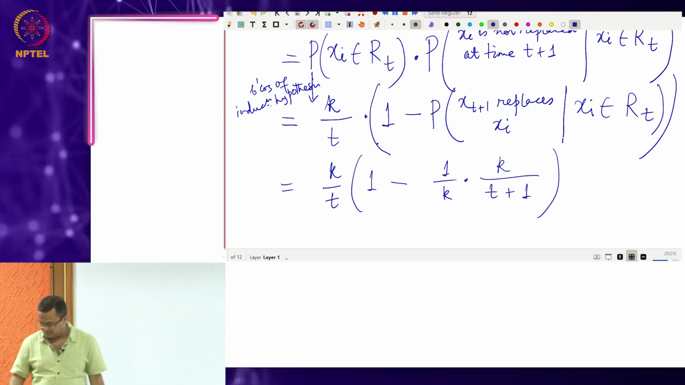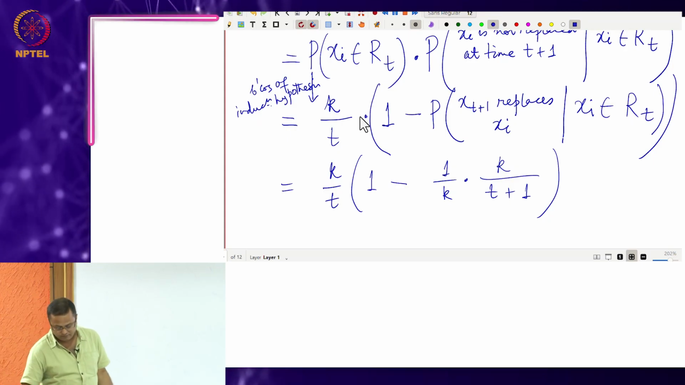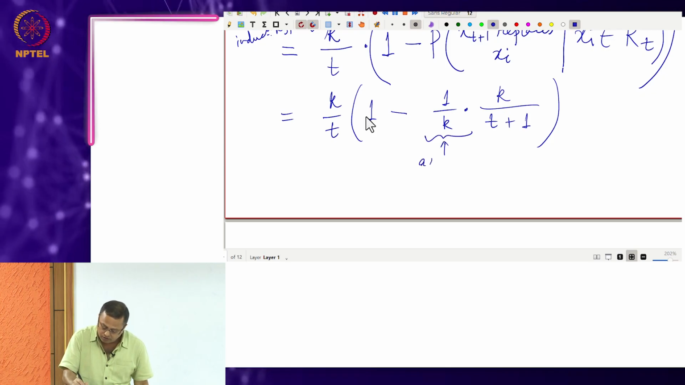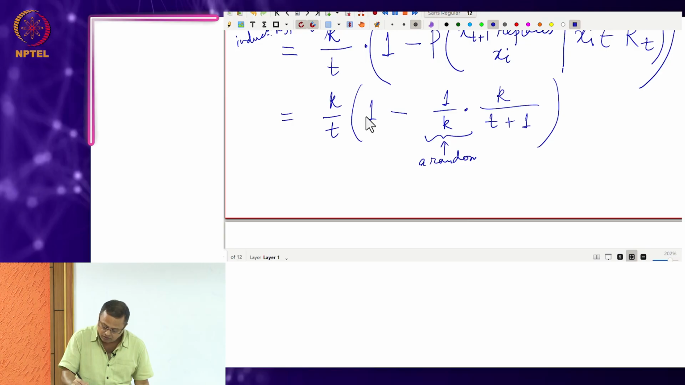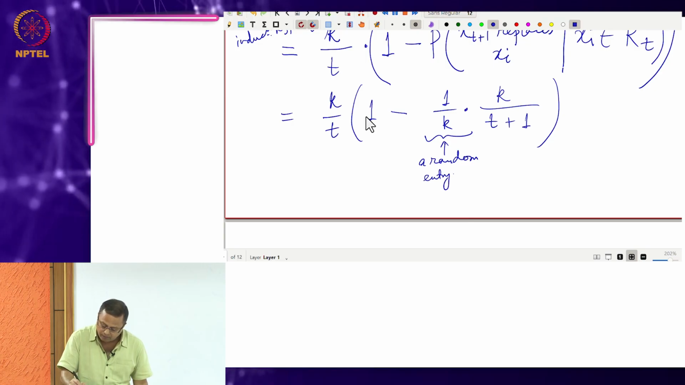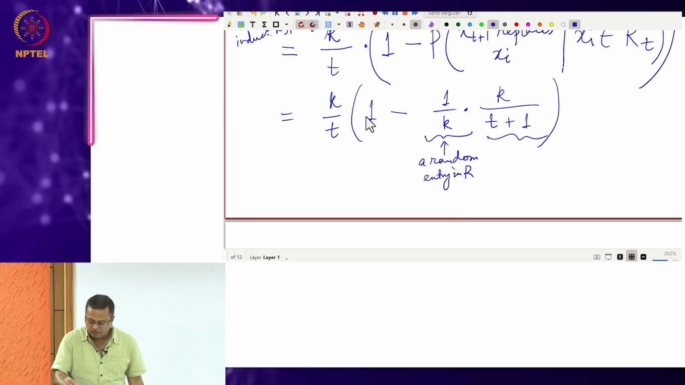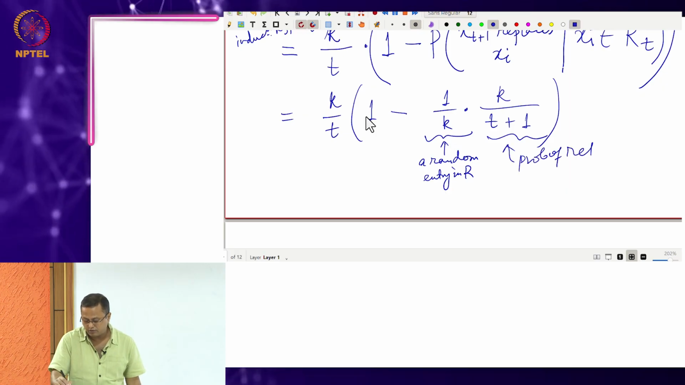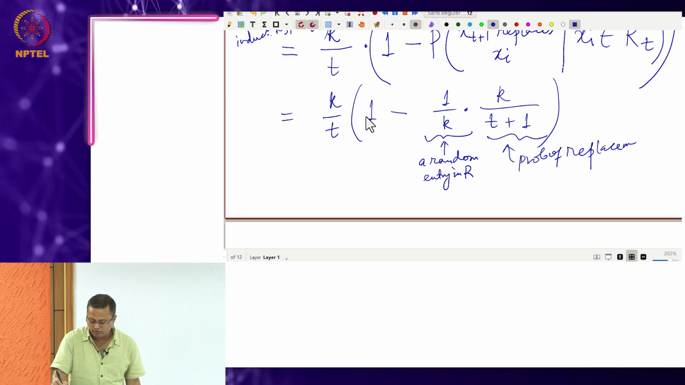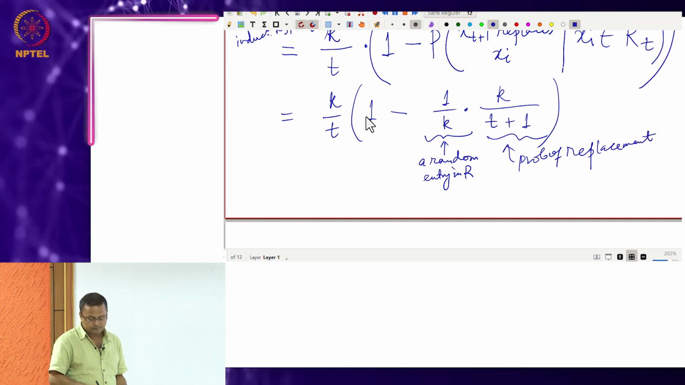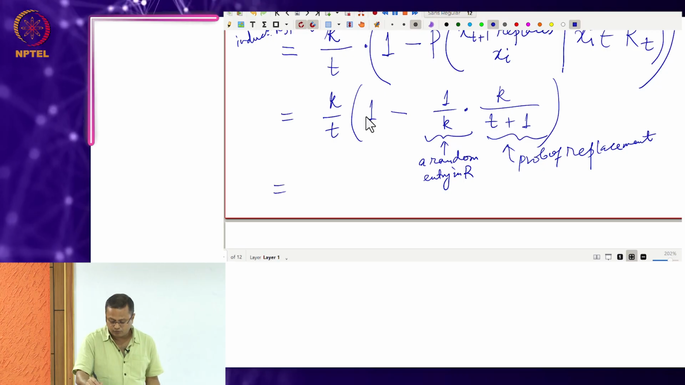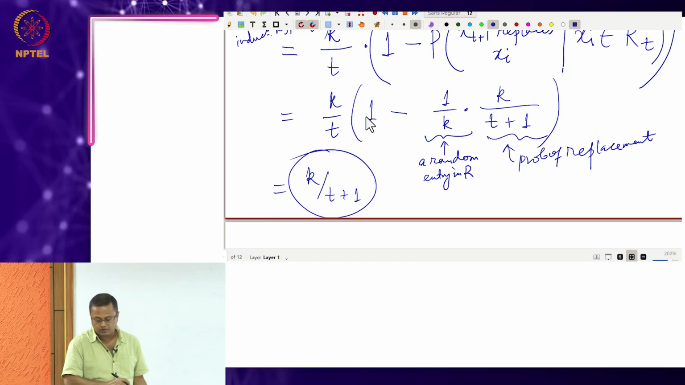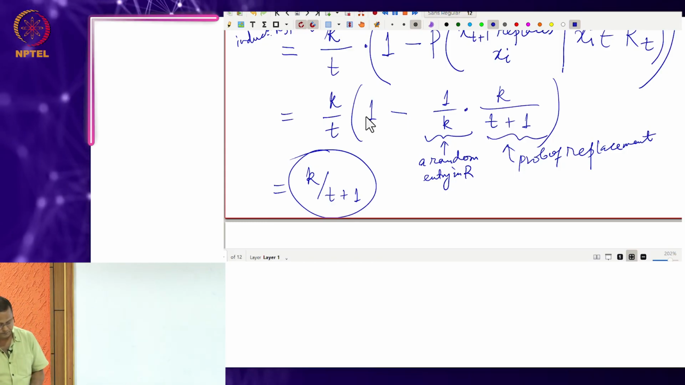Now, just see what is this. So, this is for a random entry in R, and this is the probability of replacement. If you work this out, this should come to k by t+1, and that is what we set out to prove.